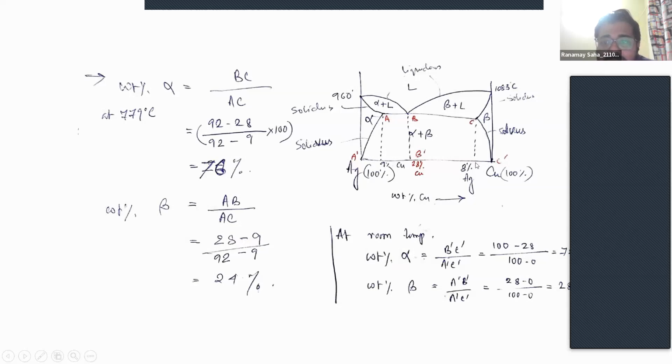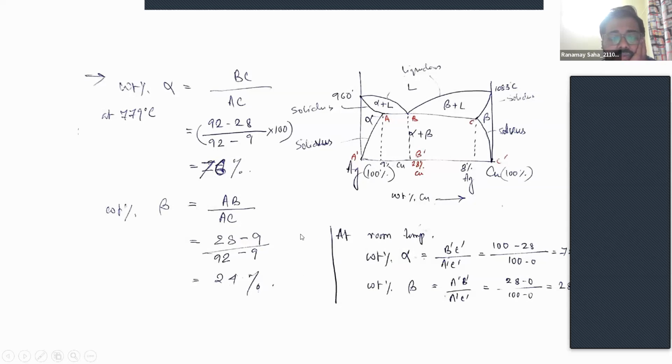Now up to C we have 8% of silver, meaning 92% of copper. So 92 becomes the copper percentage at C, and 28 is the copper percentage at B. So this particular line we can take down as 92 minus 28. Similarly, at point A, when we project this down, we find that we have 9% of copper. So the bottom line becomes 92 minus 9, we get 76%. In the same way, we can find the beta weight percent also.